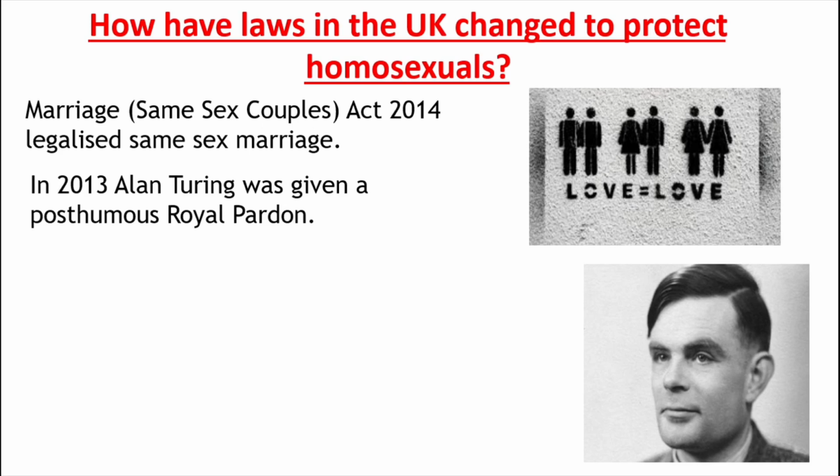During a time where homosexuality was illegal, he was prosecuted in 1952. He accepted treatment of chemical castration as an alternative to prison. However, the impact that chemical castration had on his body led to depression. And in turn, 16 days before his 42nd birthday, he committed suicide from cyanide poisoning.